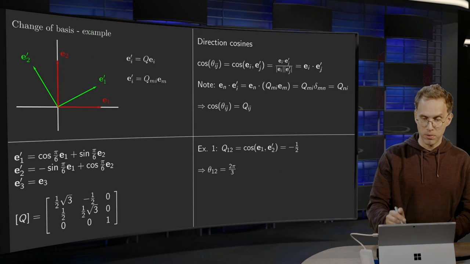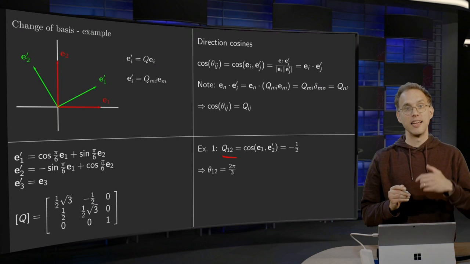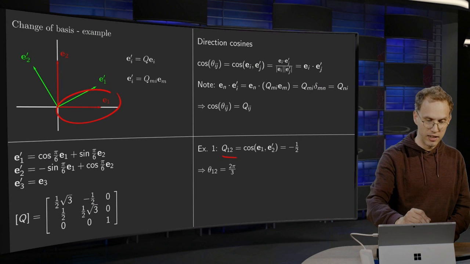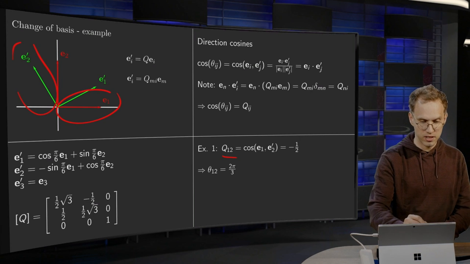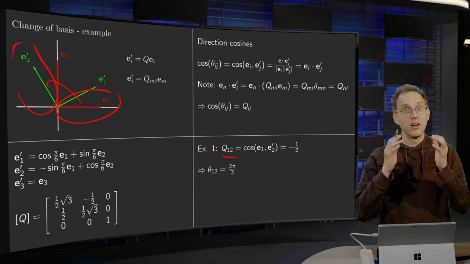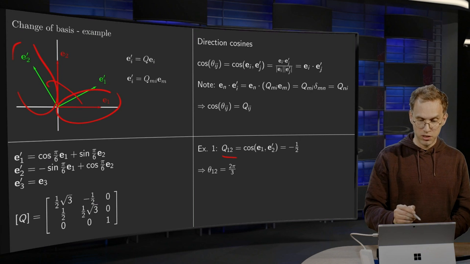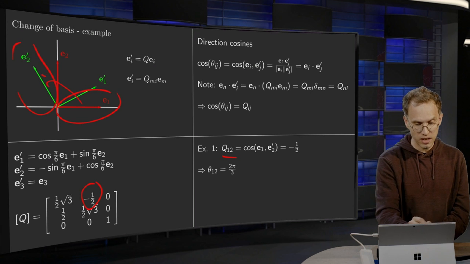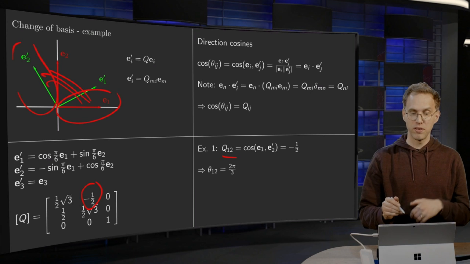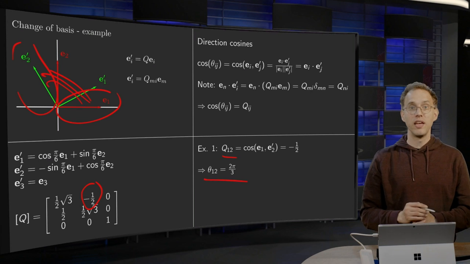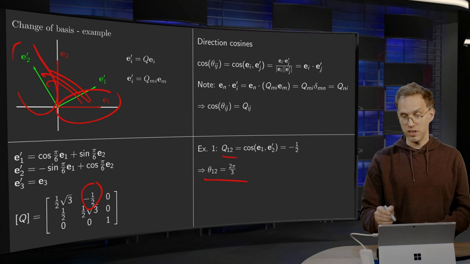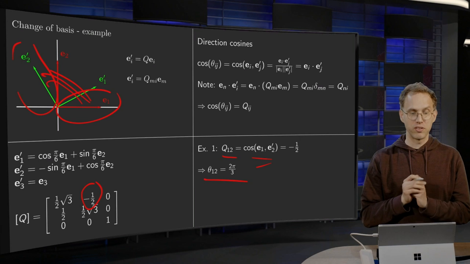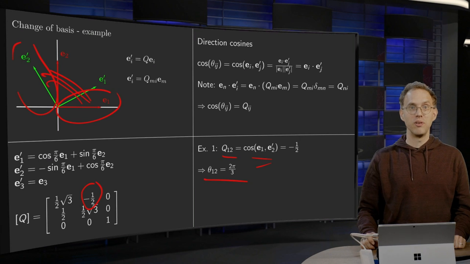So take for example the element Q_12. That's the cosine of the angle between e_1, which is over here, and e_2', which is over there. So that is this angle over here. So the cosine of this angle equals the Q_12 element, which is minus 1 half. So this theta_12 equals 2 pi over 3. You can compute it, of course. So you have your angle of 2 pi over 3, which indeed is correct if you look at the figure.